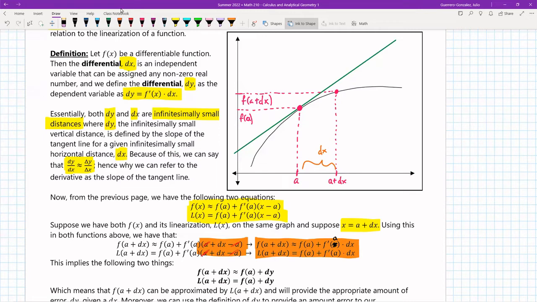Now, I want everybody to notice this thing at the very tail end right here. f prime of a times dx is in both of them. We just defined that way up here. You guys see that up there, right? So in both of these are dy's. We end up getting this right here.